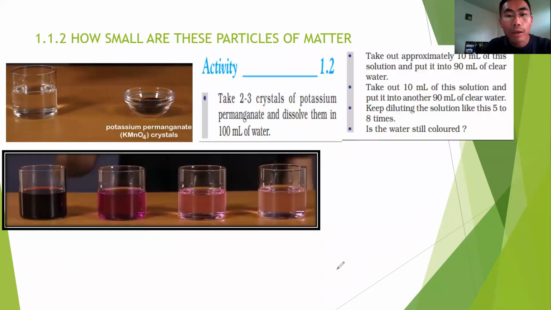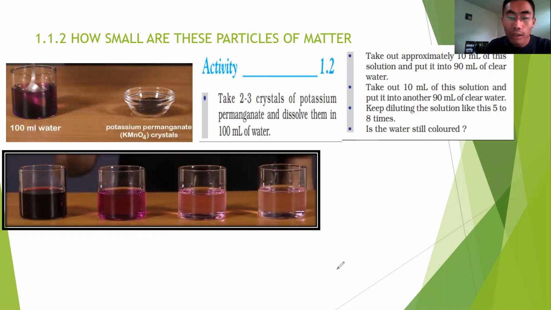Now, how small are these particles of matter? Just look at this picture, the first picture, and we'll go through the activity. Take 2 to 3 crystals of potassium permanganate and dissolve them in 100 ml of water. So we have dissolved the potassium permanganate into 100 ml of water. Now consider this as this glass of water, the first glass, then label the others as second, third, and fourth.